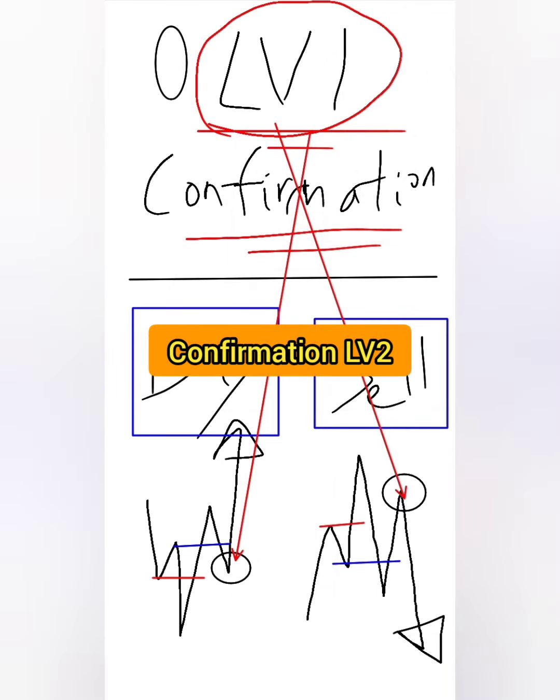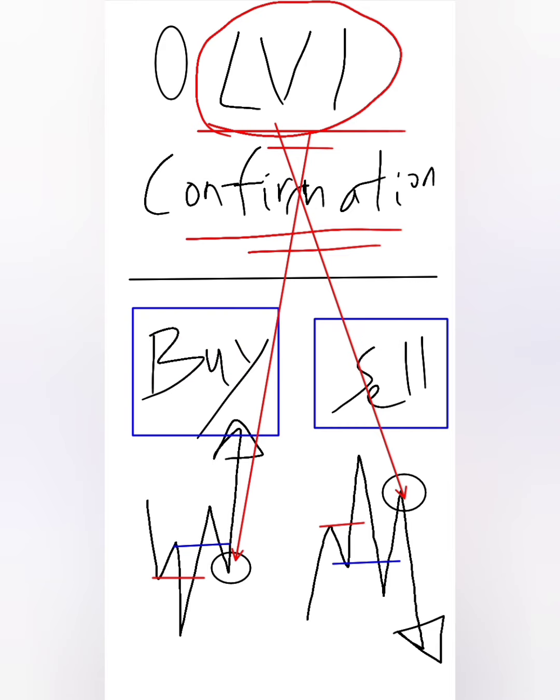Now we talk about confirmation level 2. In confirmation level 2, we have to find the power of the buyer and seller. In engulfing theory, we use a way to measure the power of buyer and seller. Now it's exactly the same thing, but we use it on the structure of the chart.